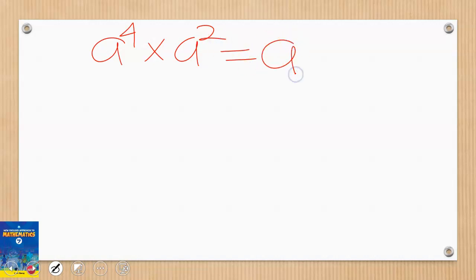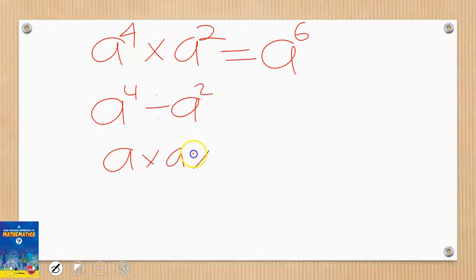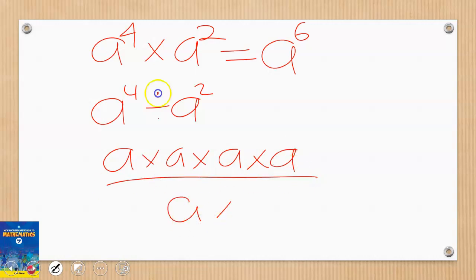With division, like we did for multiplication, let's say I have a exponent 4 times a exponent 2. We said we maintain the a and we add the exponents to get 6. What it means is that a times itself 4 times and a times itself 2 times together will be a times itself 6 times. When it comes to division, it means I have a times a times a times a, 4 times, divided by a times a.